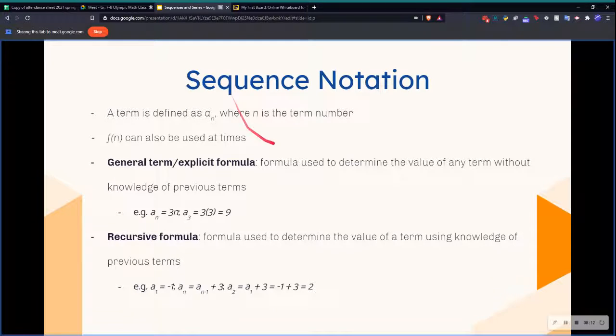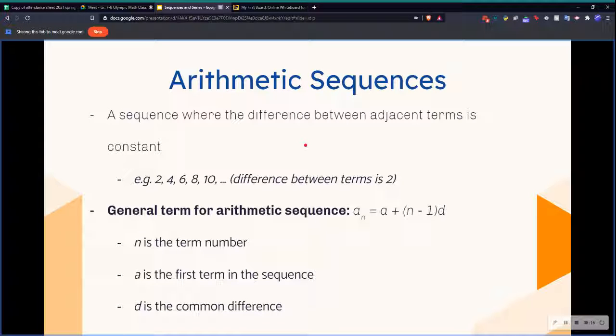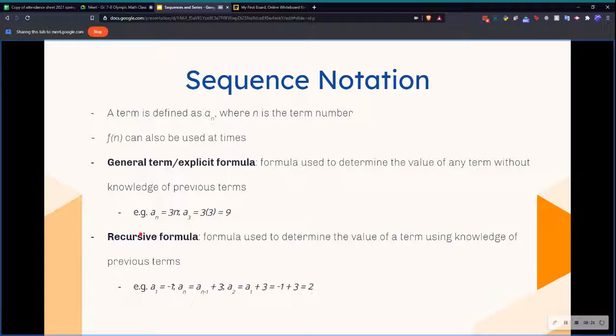All right. If there are no questions, let's move on. If you didn't really understand the recursive formula, I don't think we'll be using this in the slides, so don't worry about it too much. But yeah, the general term is more important for you to know.